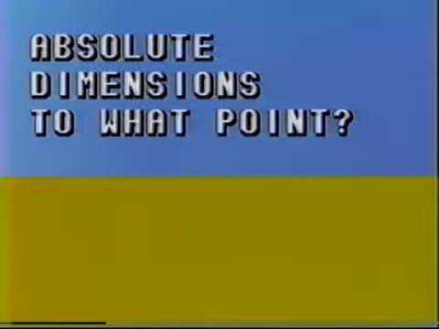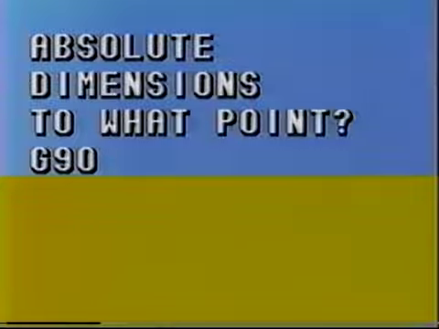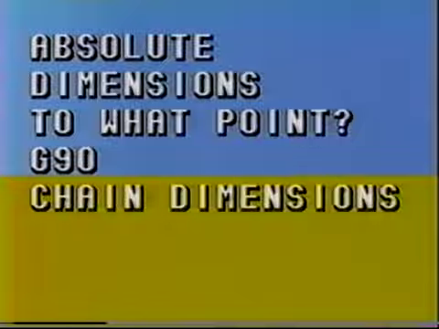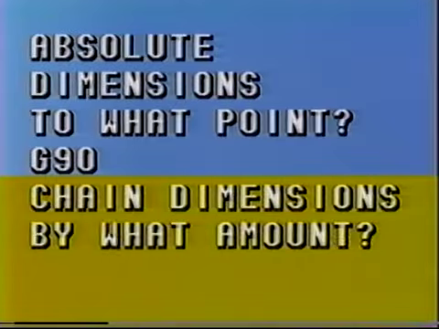Let's summarize again. Absolute dimensions. All dimensions are based on the workpiece 0 point. You program where the tool should move. The programming command for this is G90. Chain dimensions. Dimensions are based on the endpoint of the previous dimension. In this case, you program how far you want the tool to move. The programming command is G91.